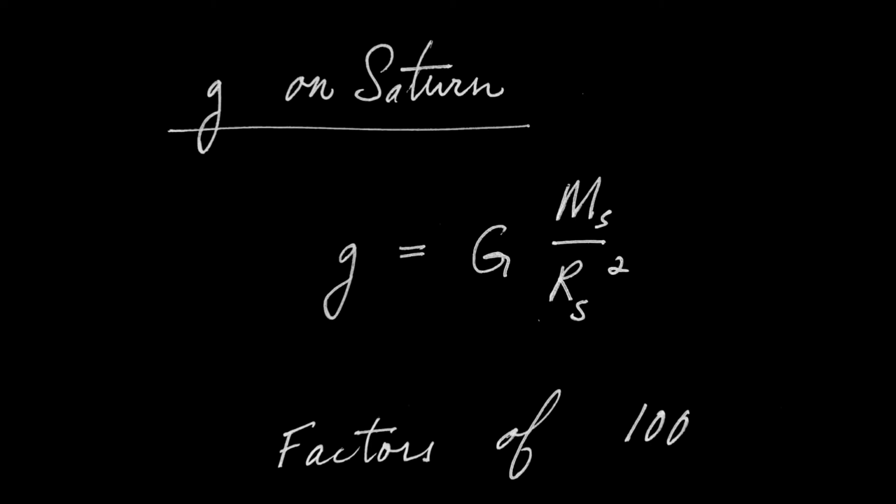For example, on the surface of the Moon, the value of G is 1/6 of what it is on the surface of the Earth. On the surface of Mars, it's about 1/3. On the surface of Jupiter, it's 12 times. This question's asking, what is the acceleration due to gravity on the surface of Saturn?